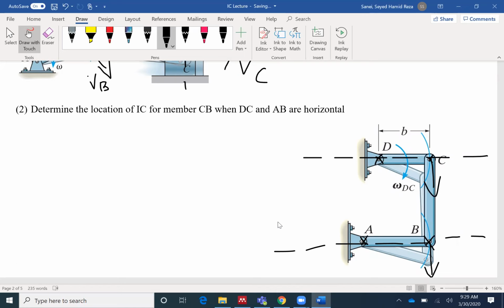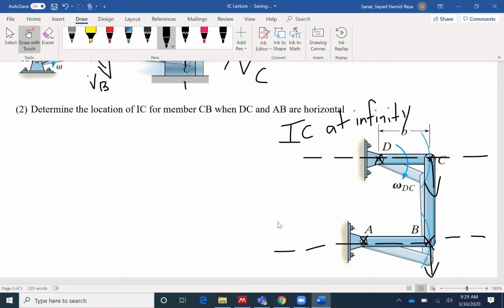So you can see these two lines are parallel. So where would be IC? In this case, IC would be at infinity. So the location of IC is at infinity. Or you can say that there is no IC, there is no instantaneous center of zero velocity.